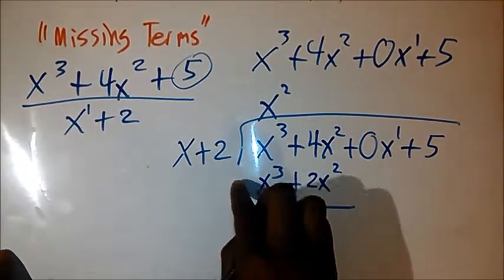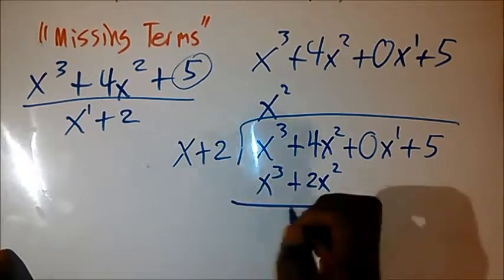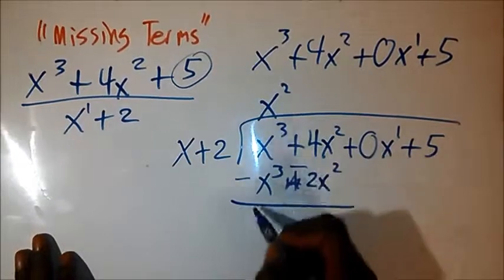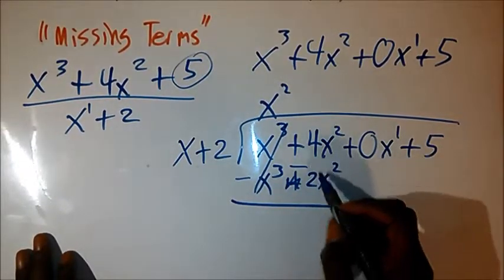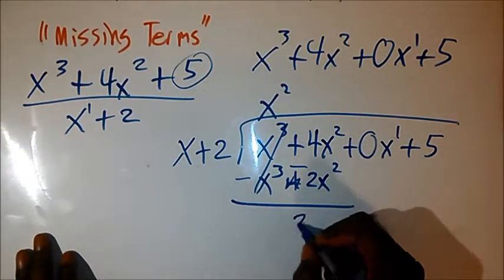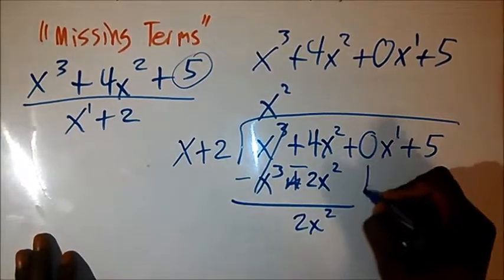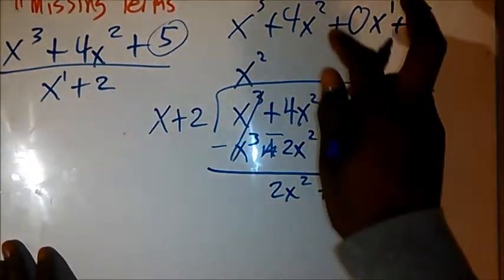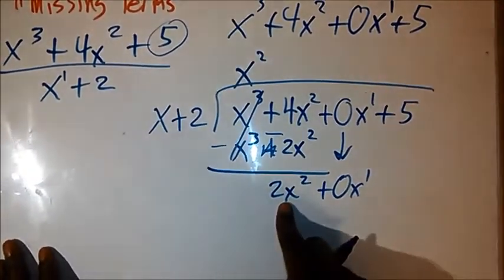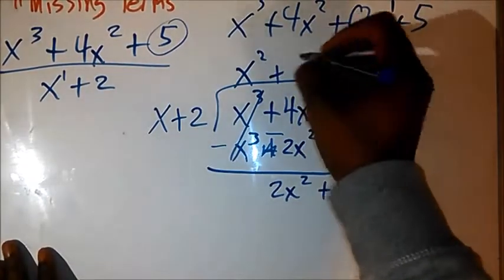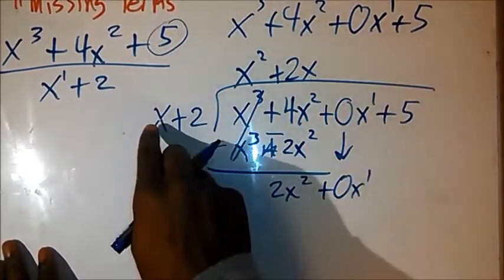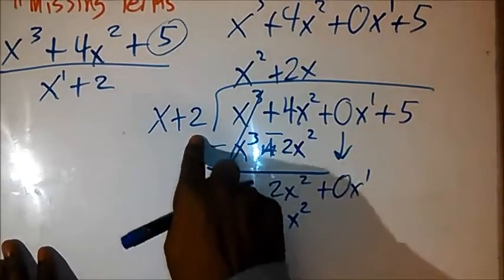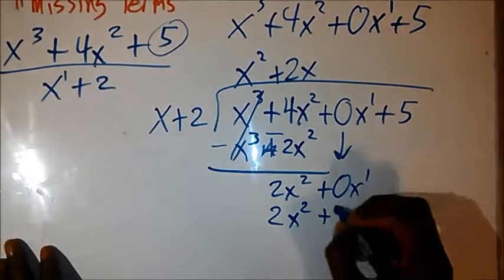Okay, then you subtract it. This is positive, it's going to be negative. This is positive, it's going to be negative. That cancels out. 4 minus 2 is going to be 2x squared. Bring this down, plus 0x to the first power. The next question again, what times x equals 2x squared? It's going to be positive 2x. 2x times x is going to be 2x squared. 2x times 2 is going to be positive 4x.